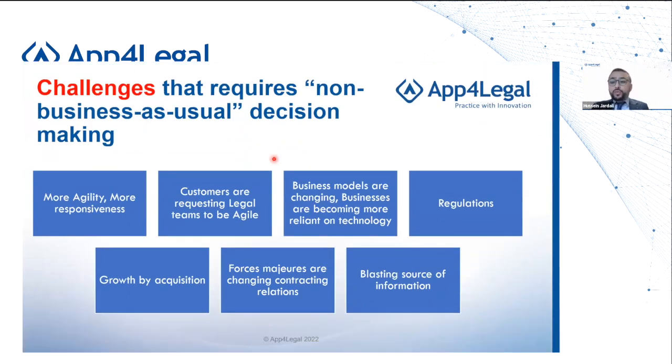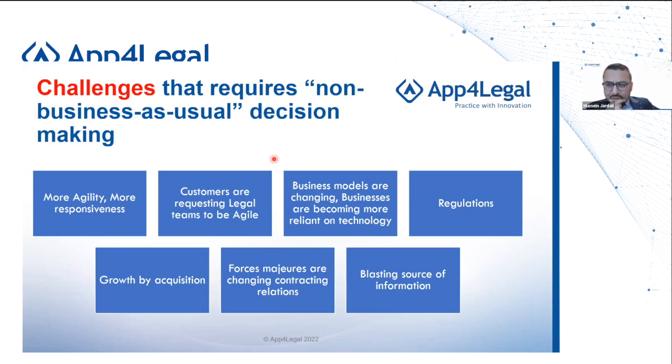Some of the challenges as well require non-business as usual decision making. What I mean by non-business as usual decision making is that it needs a higher level of decision making. It means taking a step back and evaluating what is happening at the premises of your organization. And this is pure management now. Sometimes regulation affects what is happening. Business models are changing. Businesses are becoming more reliant on technology.